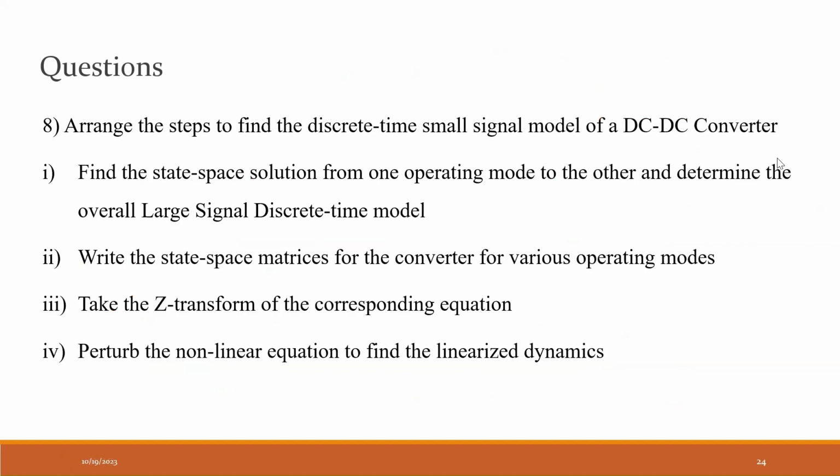Now we are doing digital control and you will do a discrete time model. It is a high level thing, but we'll just consider the steps. So can you arrange the steps to find the discrete time small signal model of a DC-DC converter? What would be the steps?